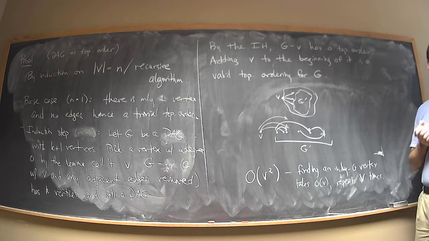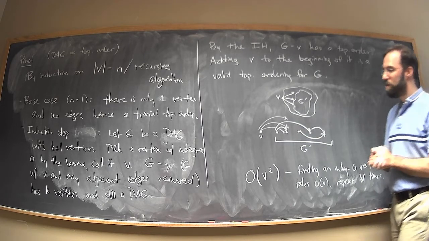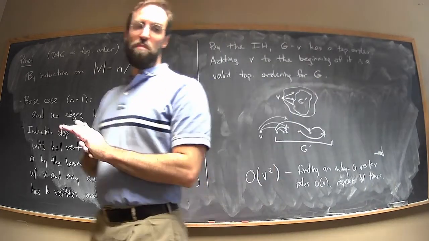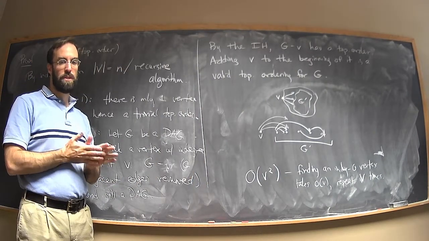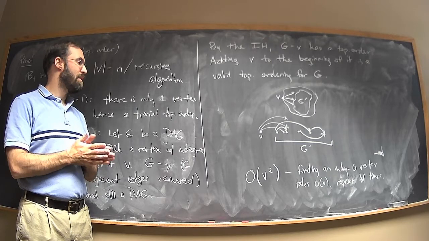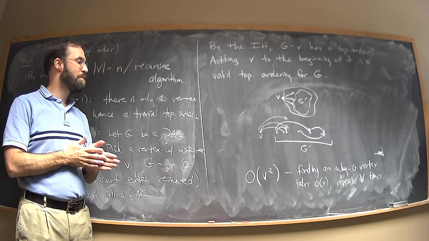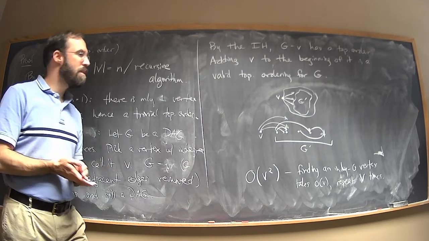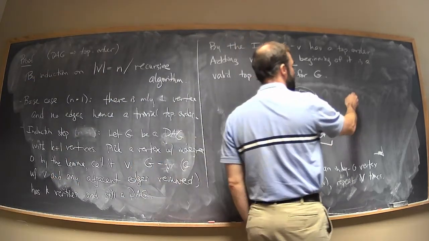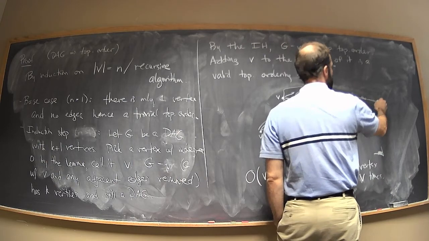Okay, but we can do better. This is the easiest way to prove it, but it's not actually the most efficient way to implement this. We can be a little bit more clever and get a faster implementation. If you think about it, let's say I had a graph that looked like this.